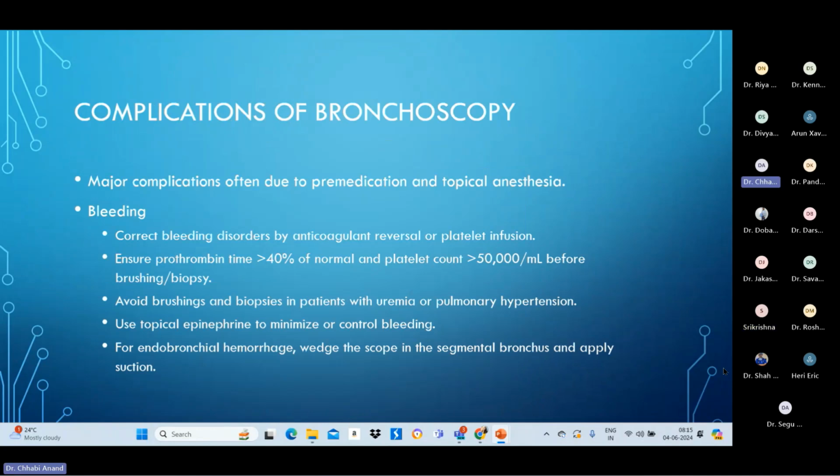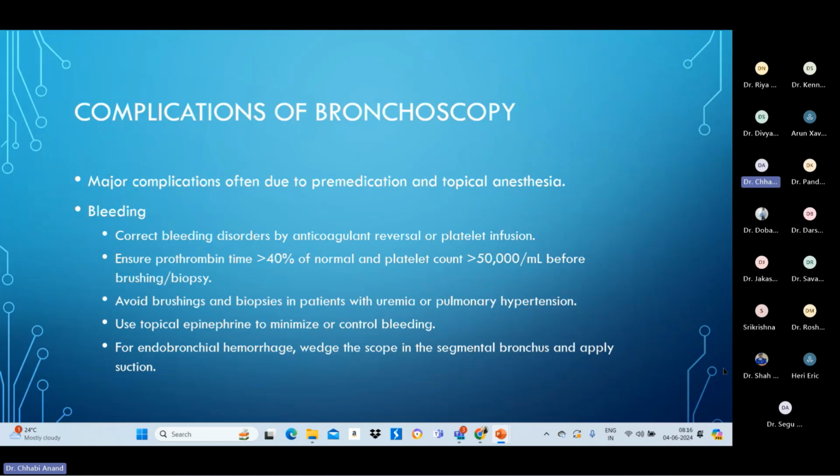The complications of bronchoscopy: major complications are often due to pre-medication and topical anesthesia. Then there is bleeding. For that we have to correct the bleeding disorders, if any, by anticoagulant reversal or platelet infusion. Ensure prothrombin time to be more than 40% of normal and platelet count to be more than 50,000 per ml before brushing or biopsy. Avoid brushing and biopsies in patients with uremia or pulmonary hypertension. Use topical epinephrine to minimize or control bleeding.